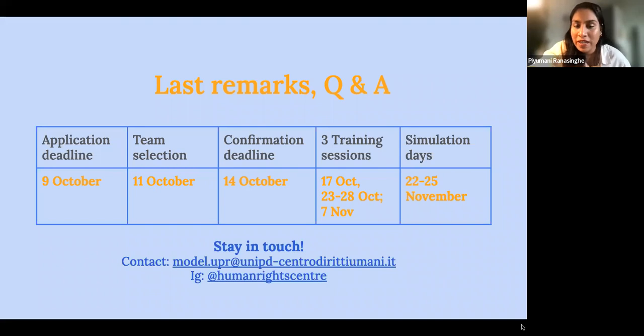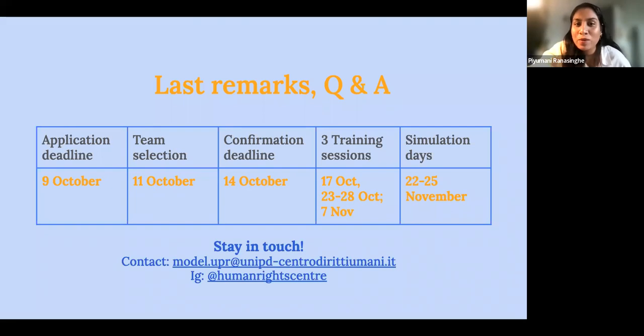So even if you're a first timer, don't be afraid to join the UPR, because there will be a training session and the Secretariat will go through everything with you. The training sessions will take place on the 17th of October, the 23rd or the 28th of October, and also the 7th of November. And the simulation days are going to be from the 22nd to the 25th, I think, in November, and it's going to be on site.